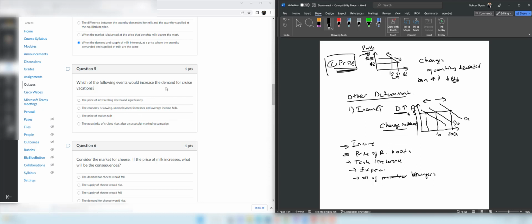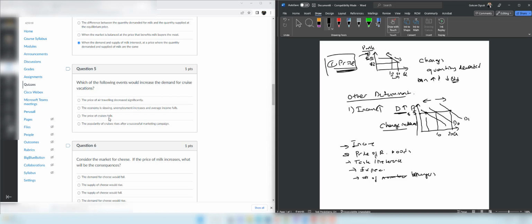So let's find out which one is actually going to increase the demand for cruise vacation. So the market is cruise vacation, okay? The price of air traveling decreased significantly. This is one option. The economy is slowing, unemployment increases, and average income falls. For sure, this is going to negatively affect, right? Because if people earn less, they are going to demand fewer cruise vacations. So therefore, it's not going to increase, it's going to decrease demand.